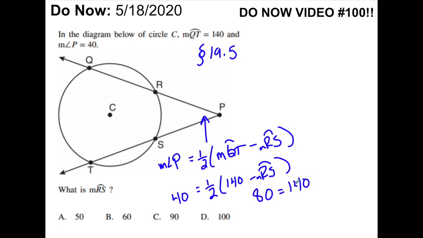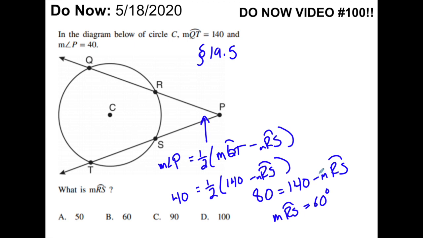That should technically be an M. Hopefully you knew what I was referring to there, right? So see, this difference needs to be 80, so that when I cut it in half, I'm back to 40. And that's the same as multiplying both sides by 2. Now, look, what number, when I take it away from 140, gives me 80? That would be 60. So the measurement of RS is going to have to be equal to 60.